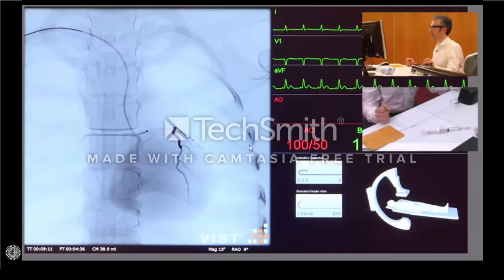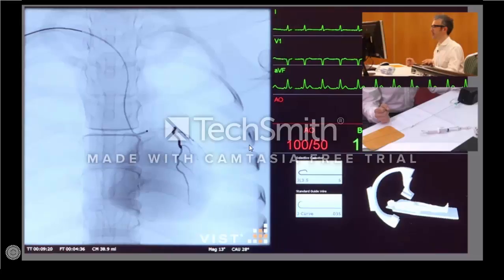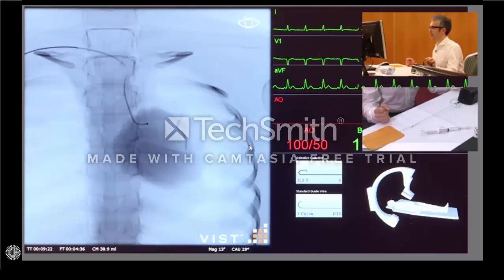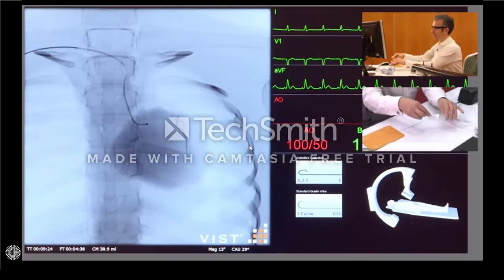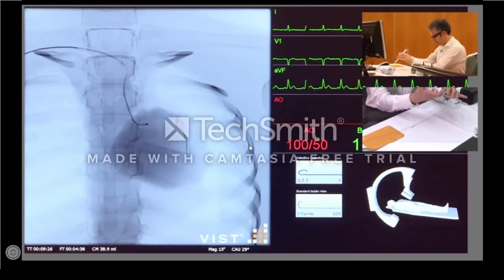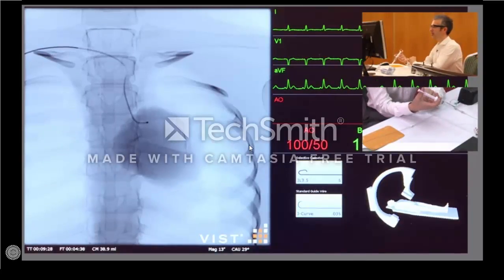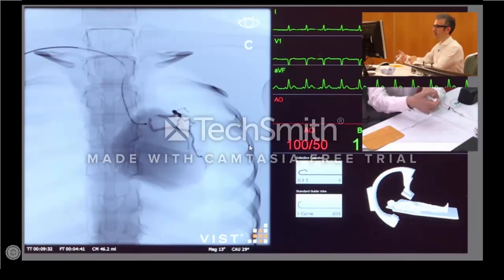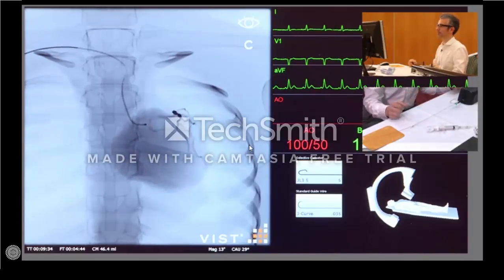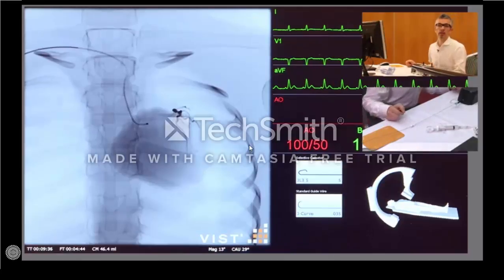If we come now into a PA caudal view, about 30 degrees. And this is quite a good one for outlining the left main stem. Take a cine shot here. We can see that we've got a very severe stenosis in the proximal LAD there. And that's coronary angiography of the left coronary artery.